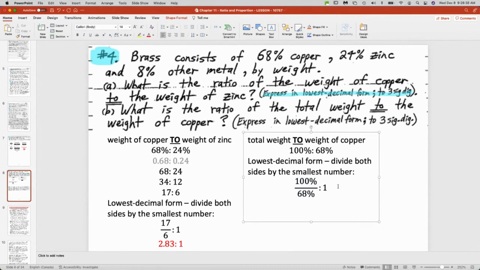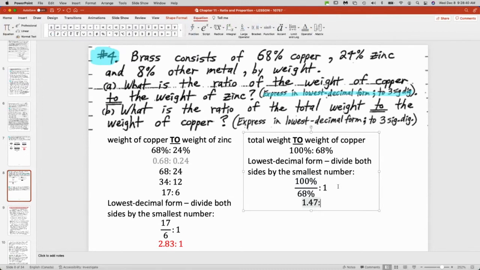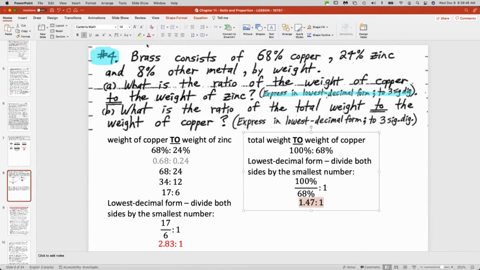So if you divide those numbers, I think it's 1.47. I just looked at the answer key. So a little cheating there, if you don't mind. Can someone confirm that's 1.47? Sweet.